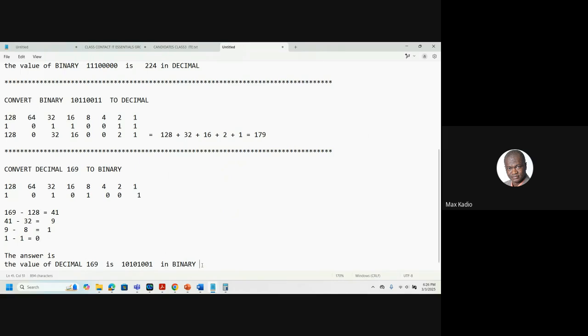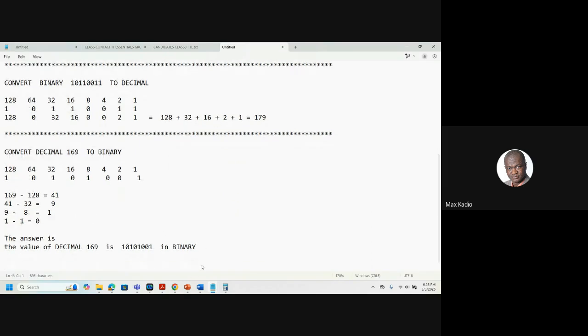Check for 2 minutes, and I'll give you something else, and you'll do it yourself. So in a nutshell, if you want to convert a decimal to binary, you always put your table. Then you start from your decimal.